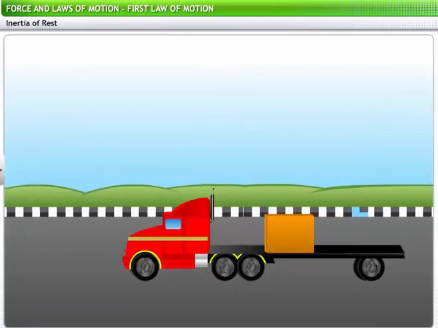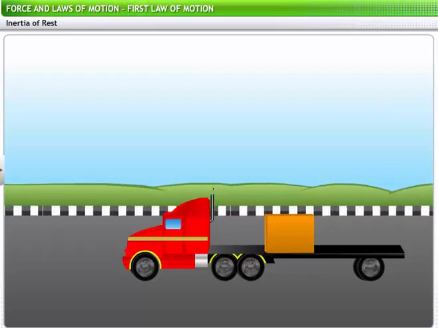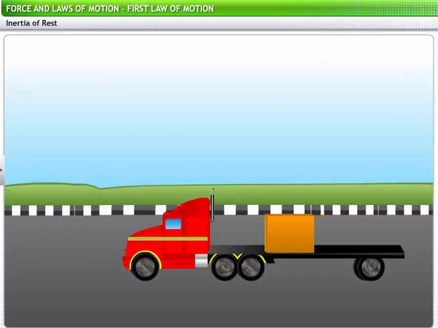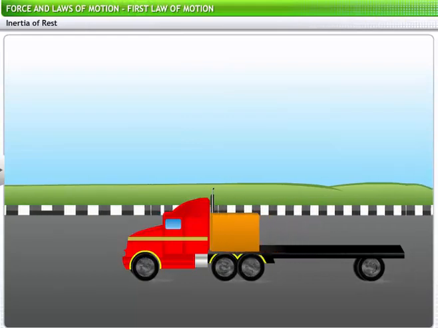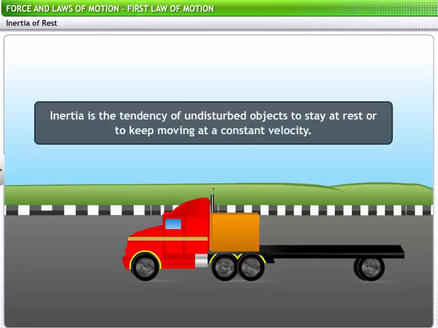Consider another situation where a truck is carrying an unfastened load. When brakes are applied suddenly, the truck stops, but the load moves forward and hits the back of the cabin. This is because the load tries to retain its state of motion. This tendency of undisturbed objects to stay at rest or to keep moving at a constant velocity is called inertia.